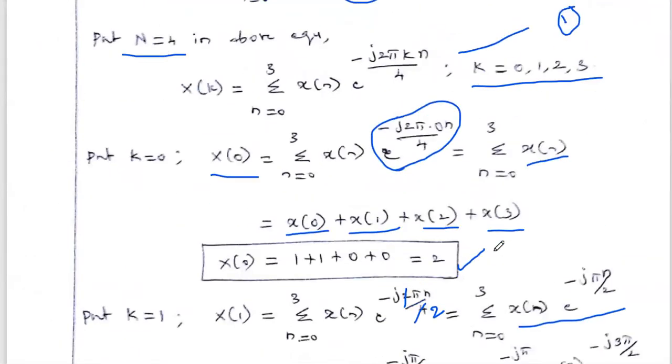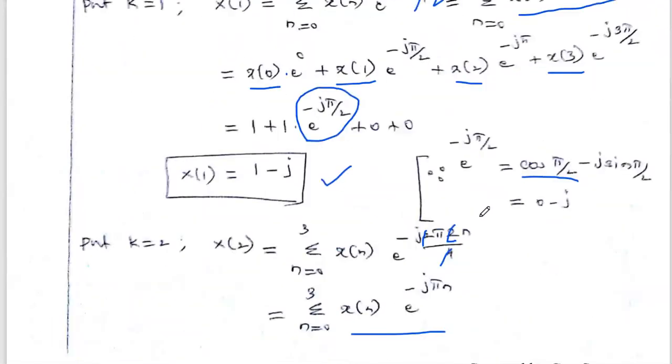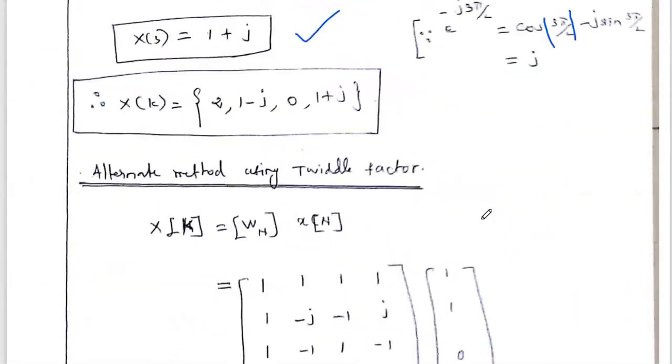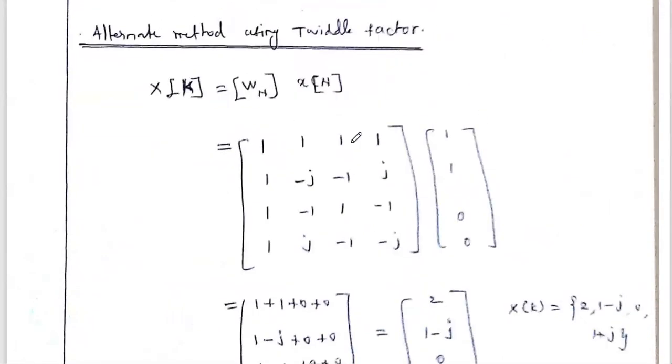So using the Twiddle factor method, the same DFT problem we can perform in a very easy way. That method we are going to see. The DFT answer, capital X of k, is obtained by the multiplication of the Twiddle factor WN matrix with the input sequence x of n matrix. If you know the Twiddle factor matrix values, this 4-point DFT can be performed in a very easy method. Here, you already know this problem is solved using the 4-point DFT method.